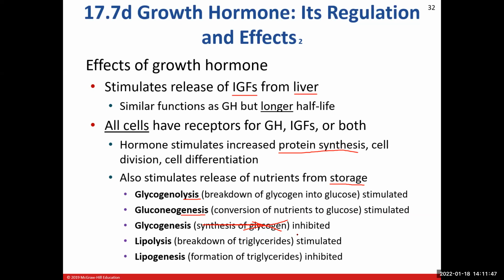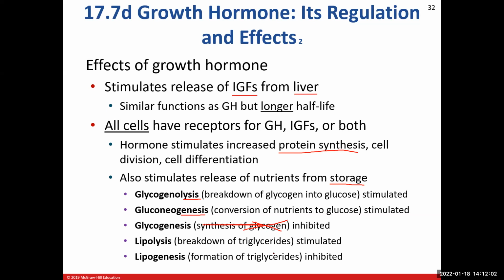We don't want to take the nutrients that we've just liberated and have gotten into circulation, into our circulatory system, and take that back out prematurely. So we're going to inhibit glycogenesis.